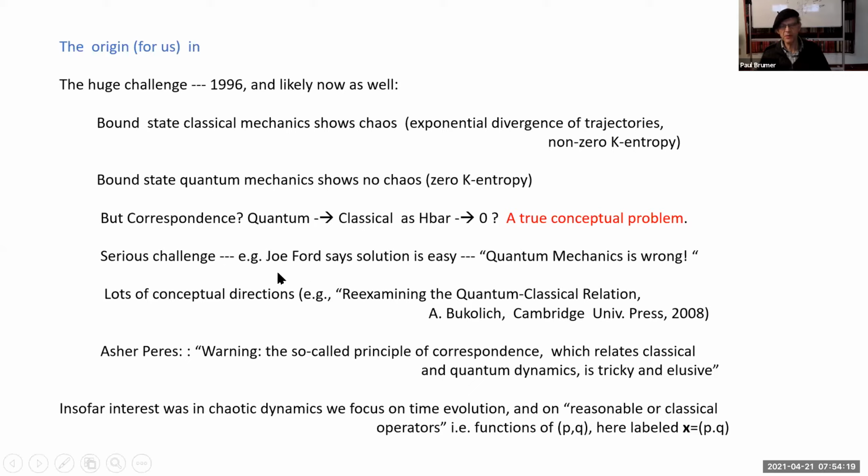It was so serious that people like Joe Ford said that the solution is easy, quantum mechanics is wrong. He said that in print and quite loudly. There are a lot of conceptual directions towards classical quantum correspondence. There's a book by Bokulich on re-examining the quantum classical relationship. It's a very philosophically oriented book, but it does describe at the beginning the chaos problem. Asher Peres is famous for having said, warning, the so-called principle of correspondence, which relates classical and quantum mechanics, is elusive and tricky.